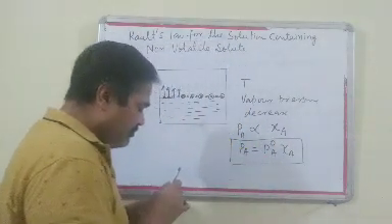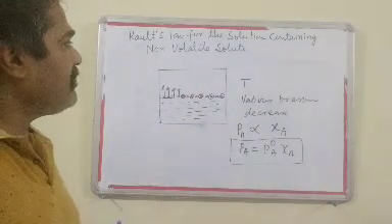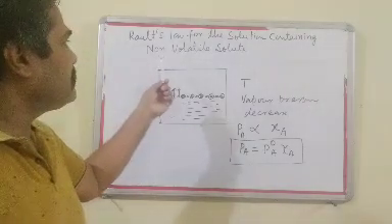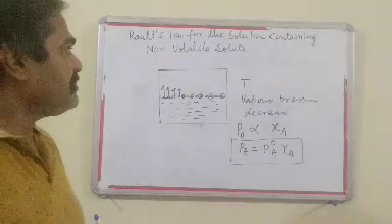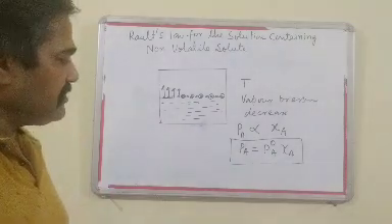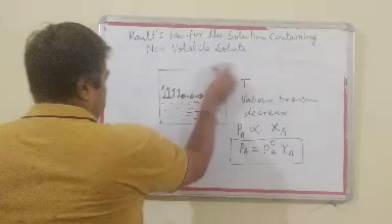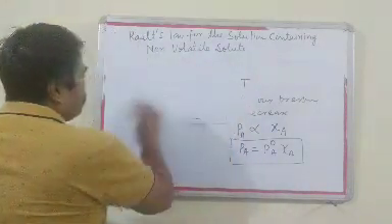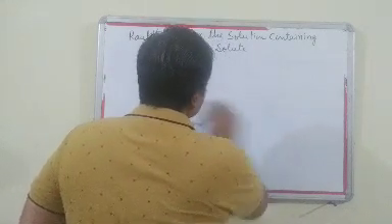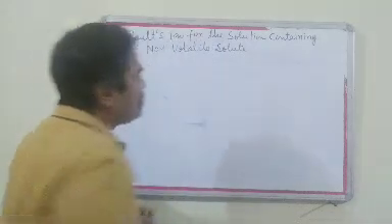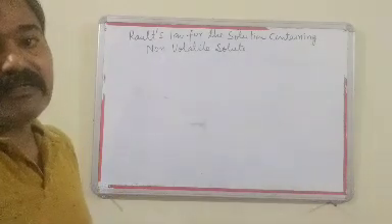On the basis of this Raoult's law, many properties of solutions which contain a non-volatile solute can be explained, and these properties are known as colligative properties. Okay. So first of all, we should know what colligative properties are. Colligative properties are those properties of solutions containing a non-volatile solute which depend upon the number of particles only.